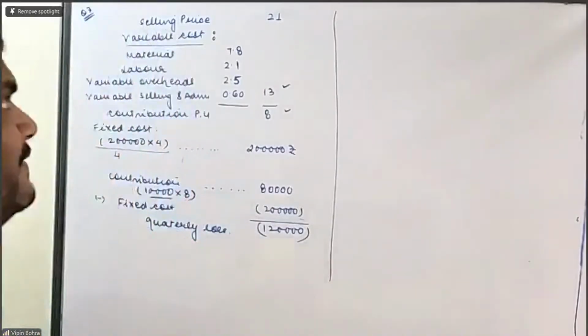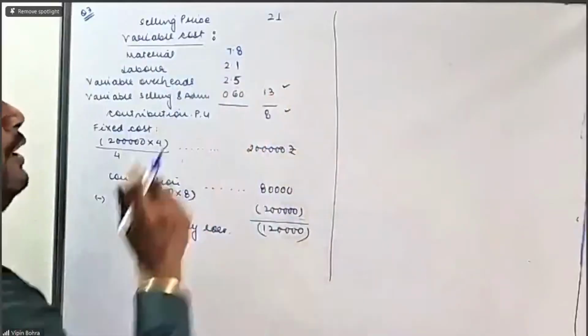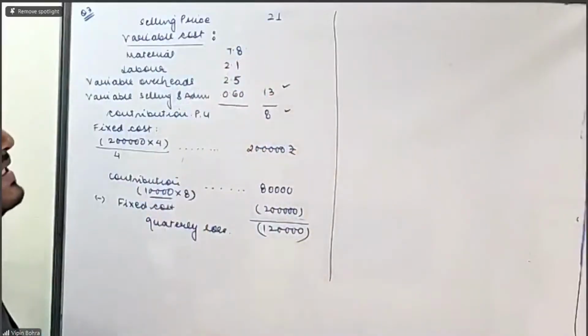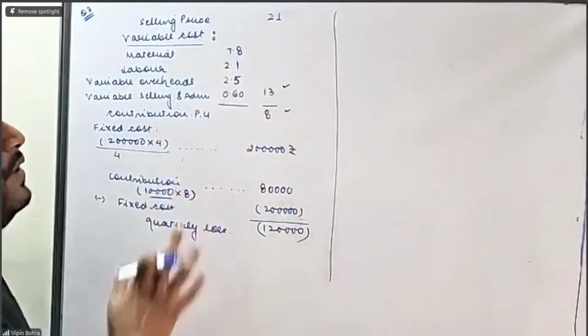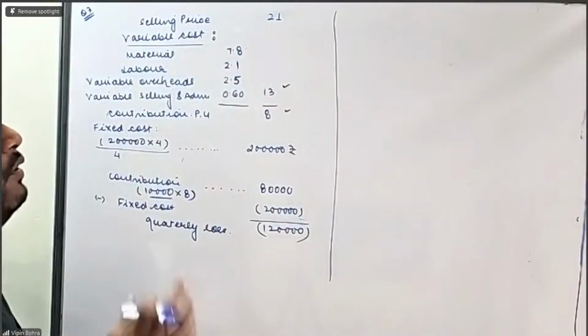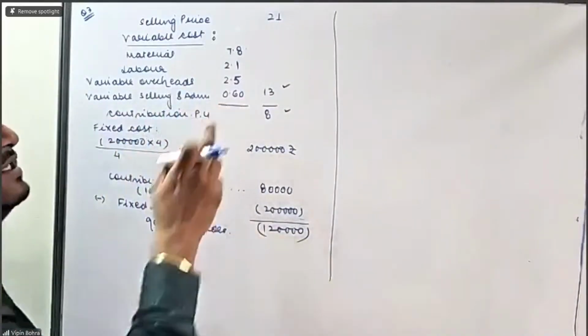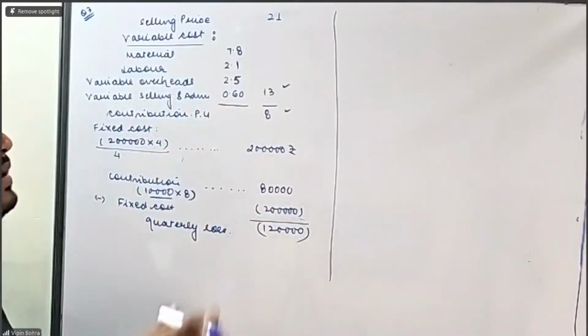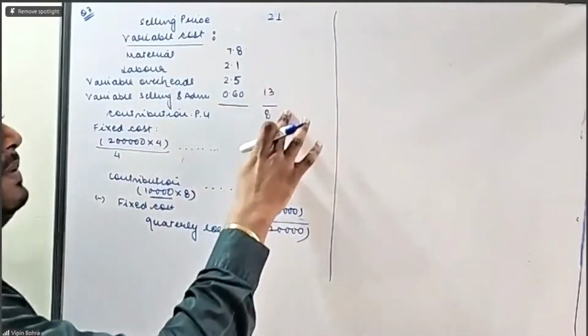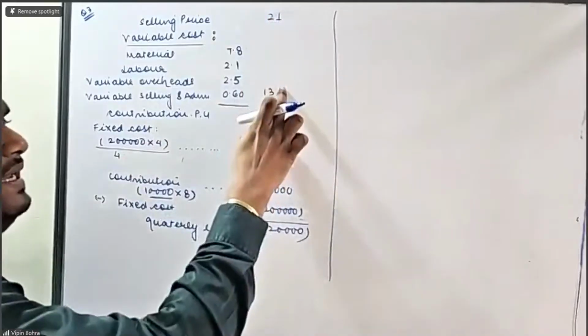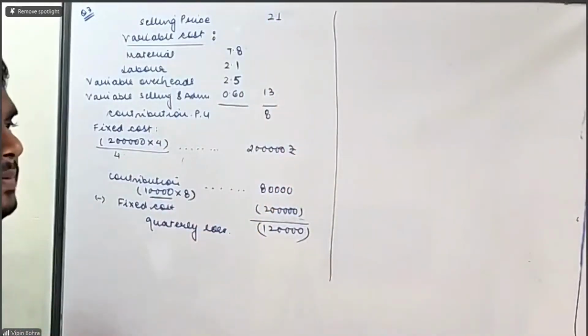Variable cost is given straight away. Material is 7.8 per unit. Labor is given as 2.1 per unit. Variable overheads are given as 2 per unit. And variable selling and administration overhead is 60 paisa per unit. So the total variable cost will be 13. So selling price minus variable cost, contribution will be rupees 8 per unit.